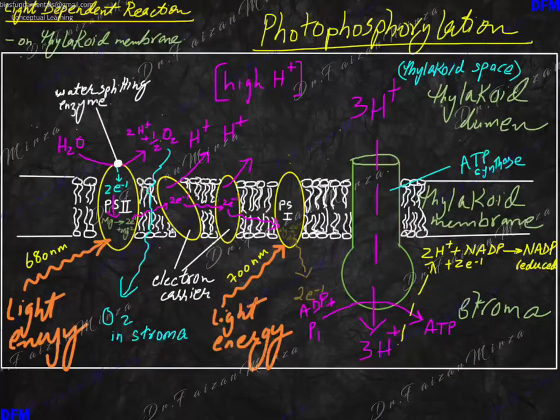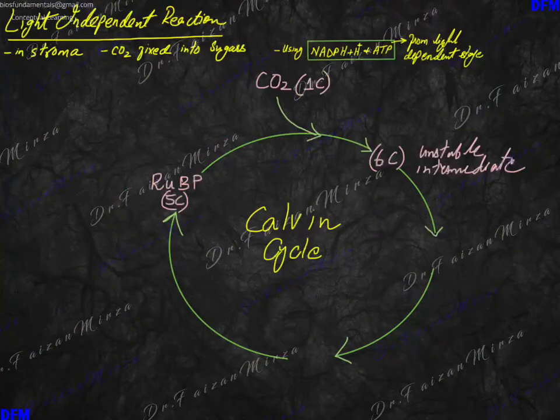I am discussing with you the light independent reaction which occurs through the Calvin cycle. We know that the Calvin cycle occurs in the stroma of the chloroplast. Carbon dioxide is fixed into sugars, using the reducing power of NADP and ATP from the light dependent stage. So carbon dioxide enters into the stroma, where it is turned into a 6-carbon compound, which is an unstable intermediate.